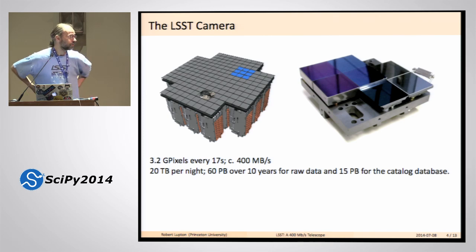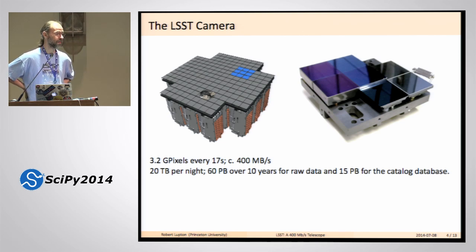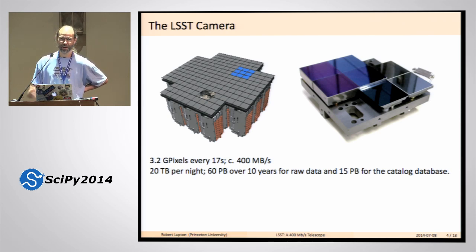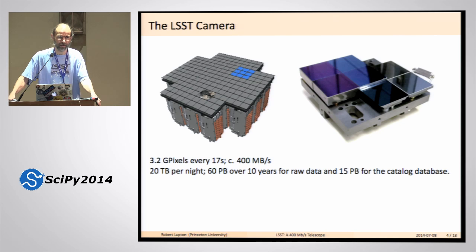So the numbers: that's 3.2 gigapixels every 17 seconds. That's a 16-bit A to D. So if you go through that, you'll come out with 400 megabytes a second every time the shutters open. Fortunately it's dark about half the time. It's cloudy some of the time. So we gain a factor of two or three on that. You lose a factor of two the moment you convert to floating point, of course. Those numbers come out at about 20 terabytes a night, 60 petabytes over 10 years for the raw data, and data reduction is kind of not exactly accurate. That'll be about 15 petabytes in the databases.